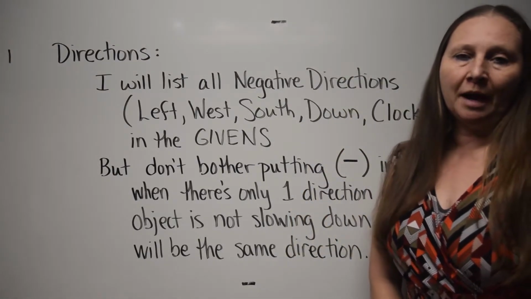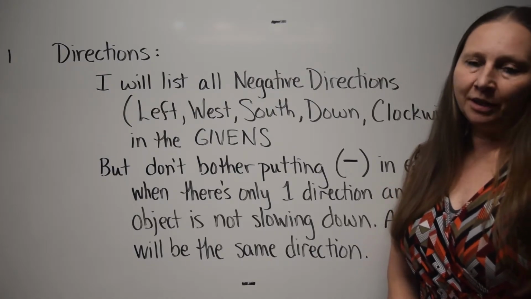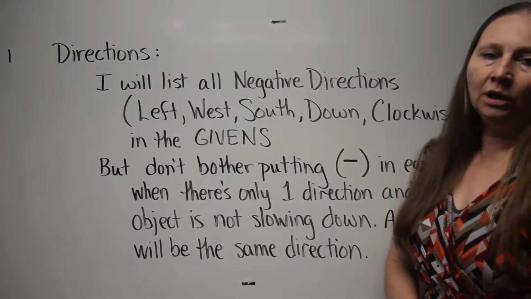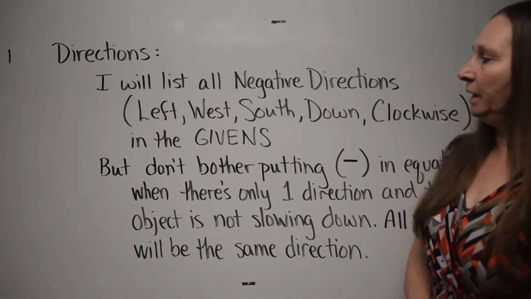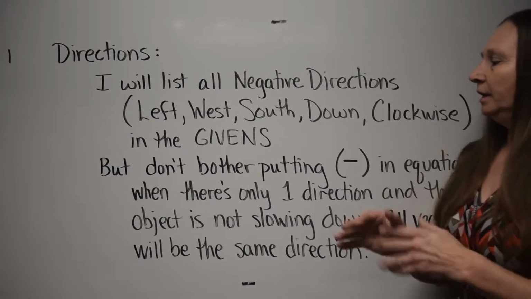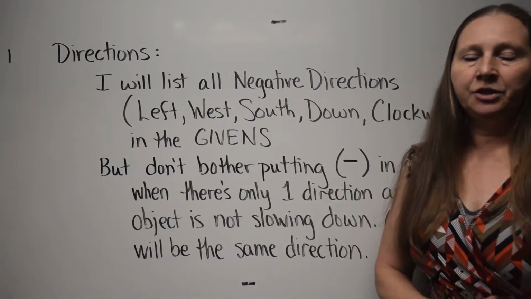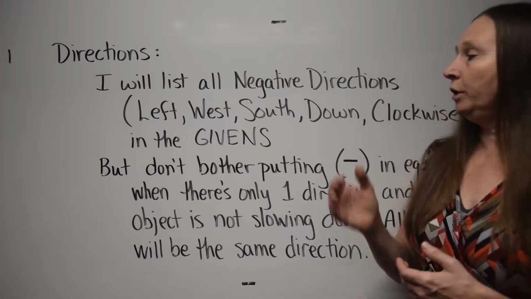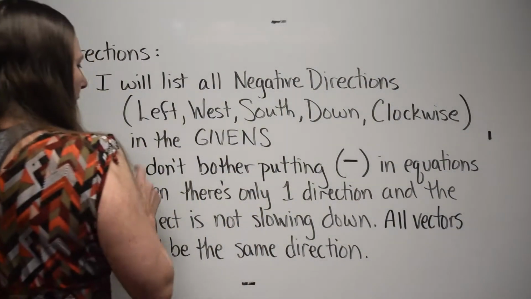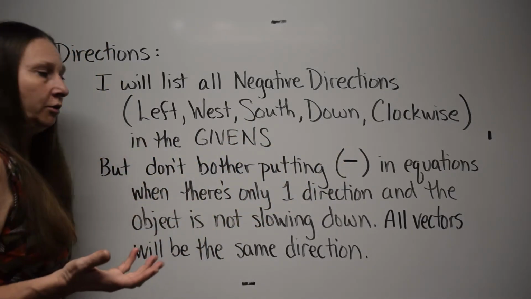A quick word about directions and the use of positive versus negative to signify directions of vectors. I will list all of the negative directions. That would be left, west, south, down, and clockwise in the givens. In other words, if a vector is stated as being south, I will put it as negative in the givens. But you don't bother putting negative into equations when there's only one direction.